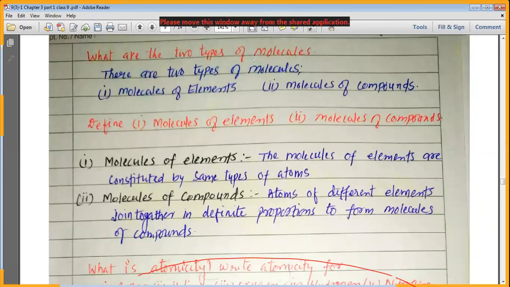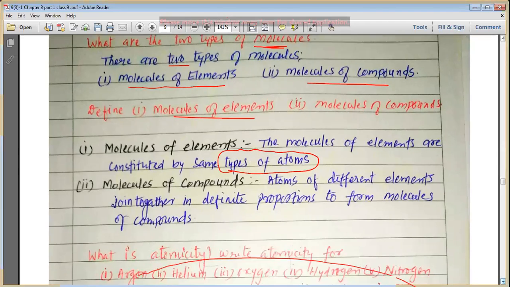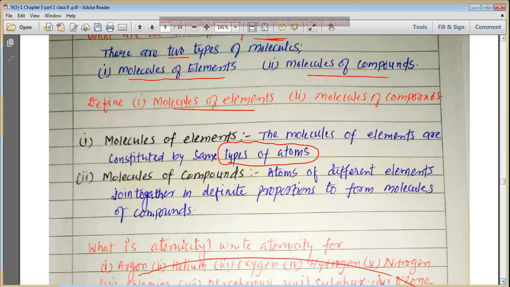What are the two types of molecules? We can have two types of molecule: molecule of element and molecule of compound. Let us define the molecule of element. Molecules of elements are constituted by the same type of atoms. So those molecules which are made up of the same type of atoms are known as the molecules of elements.